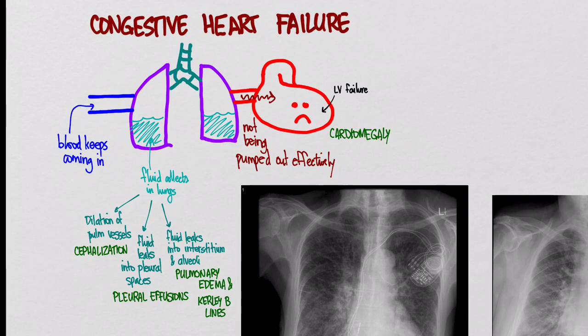And that has a couple of effects. You get dilation of the pulmonary vessels, you get fluid that leaks into the pleural spaces, and fluid that leaks into the interstitium and the alveoli. And you're going to see this show up as a couple of different things: cephalization, pleural effusions, pulmonary edema, curly B lines, and the last thing you'll see is cardiomegaly, which is as the heart starts failing more and more, it just gets bigger and bigger.